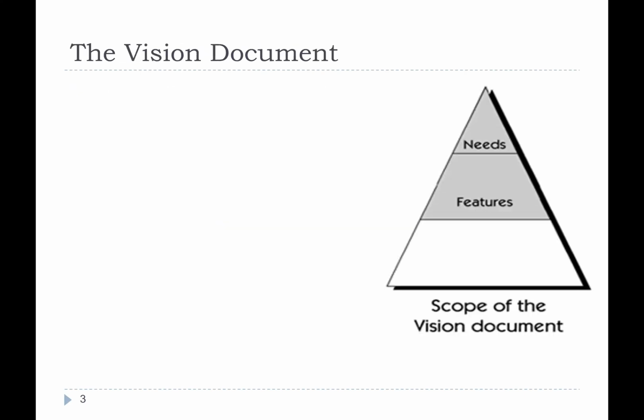Okay, so the vision document, if you remember the pyramid for requirements, we have the pyramid with the three layers. The top layer is the needs. This is where we're talking about mostly the problem domain, and then the second two layers talk about features. Then the bottom one talks about software specification. The bottom one, we're going to be sitting in there for quite a bit of time in this course.